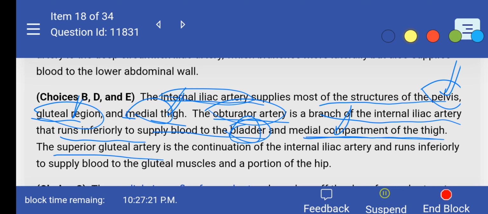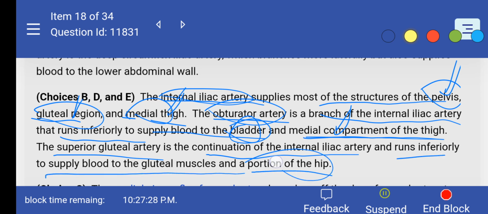The superior gluteal artery is the continuation of the internal iliac artery. It runs inferiorly to supply the gluteal muscles and portions of the hip. So it supplies portions of the hip along with the gluteal muscles, but it is the continuation of the internal iliac artery. So two things to remember.